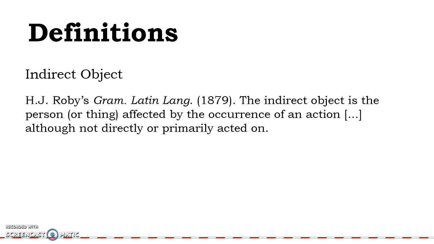Okay, now on to indirect objects. What's an indirect object? The indirect object is the person or thing affected by the occurrence of an action, although not directly or primarily acted on, as in the direct object.